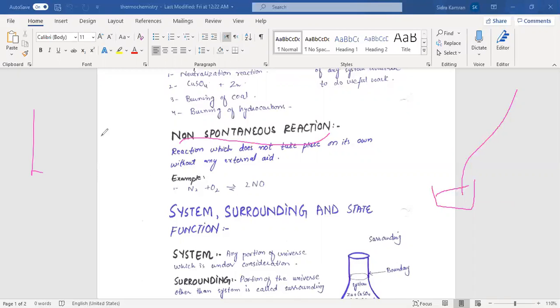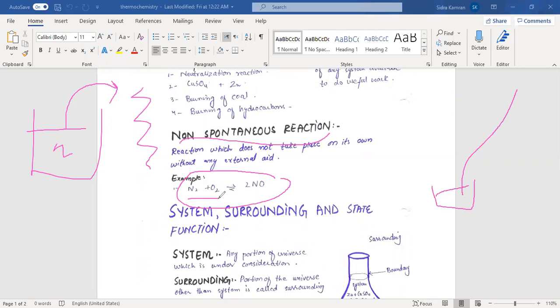For example, there is a cold body, you want to take the heat of that cold body, and the outside environment is itself hot. To take the heat of that cold body, you need an external force, an external assistant to do this process. In the same way, here you can see the reaction of formation of nitrogen oxide. If you want to form this nitrogen oxide, you have to provide heat to this reaction, lightning to this reaction. Otherwise, this reaction will not take place.